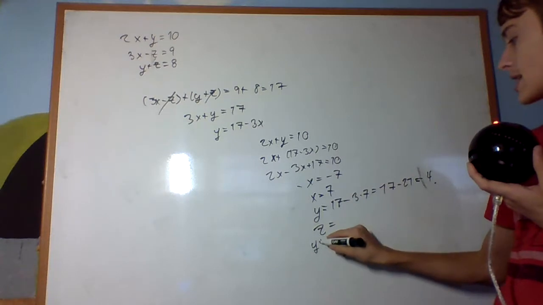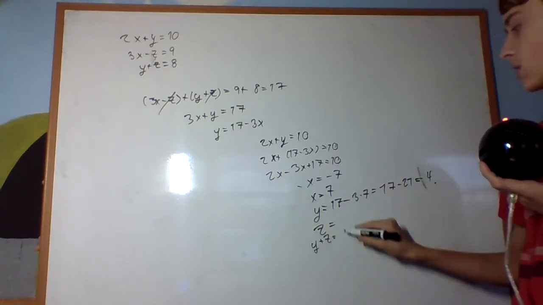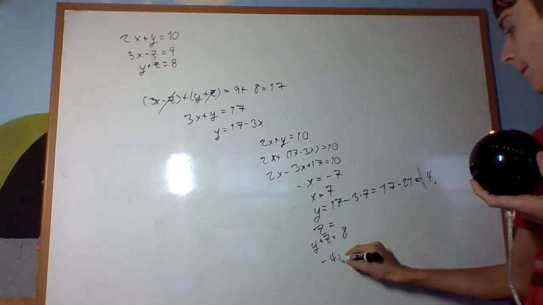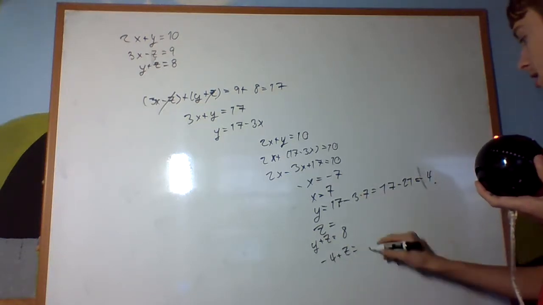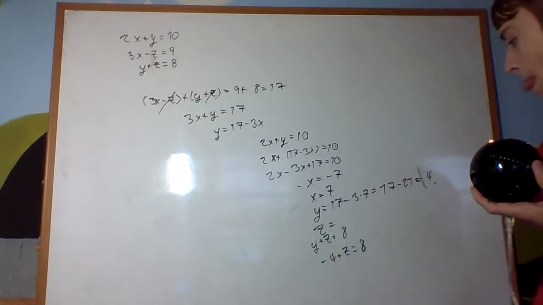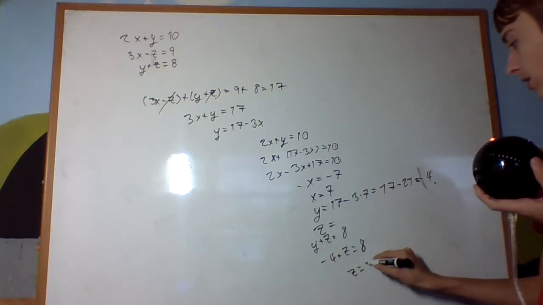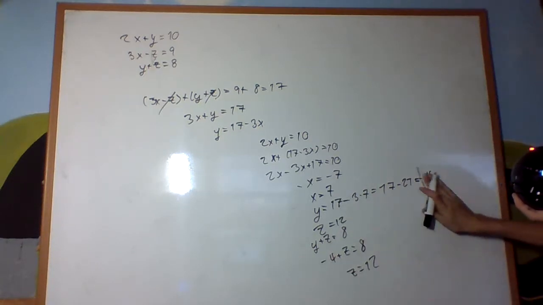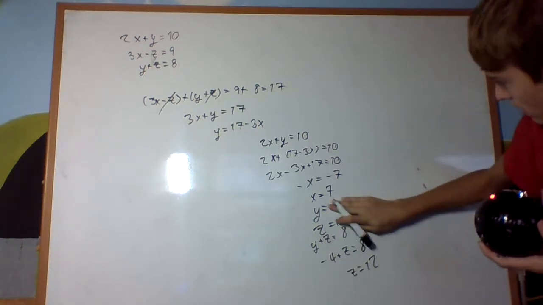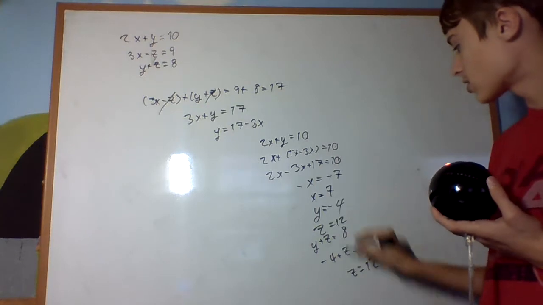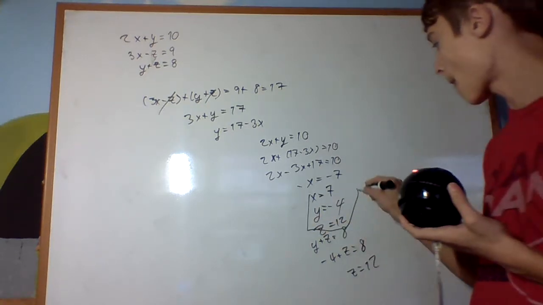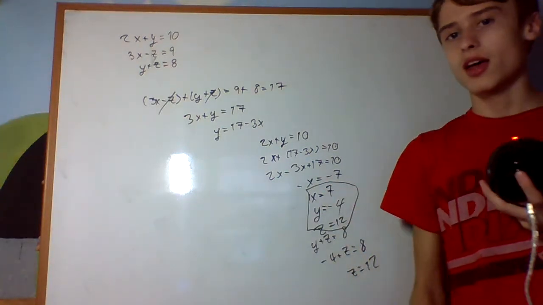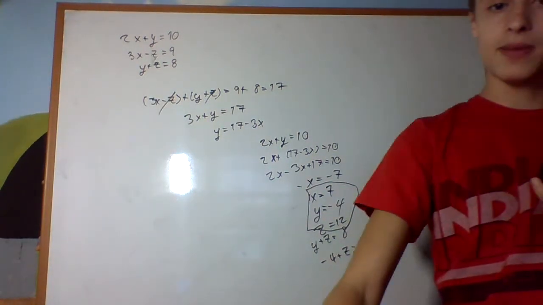Now z, I know that y plus z is equal to 8. But I know what y is. It's negative 4. So negative 4 plus z is going to be 8. Then z is equal to 12. So y is negative 4, z is 12, and x is 7. That's the solution to that system of equations. If this doesn't make sense, I might make another video.